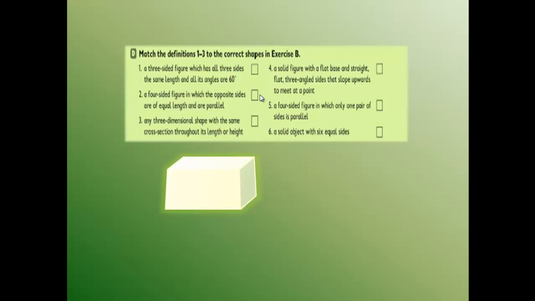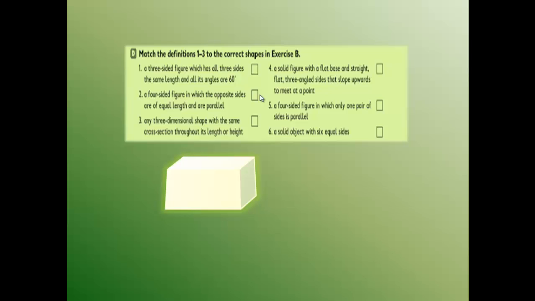We can match it with number C in the previous exercise. Number 4, a solid figure with a flat base and straight, flat, 3-angled sides that slope upwards to meet at a point. Here we are talking about the pyramid. So the pyramid is a solid figure with a flat base and straight, flat, 3-angled sides that slope upwards to meet at a specific point.